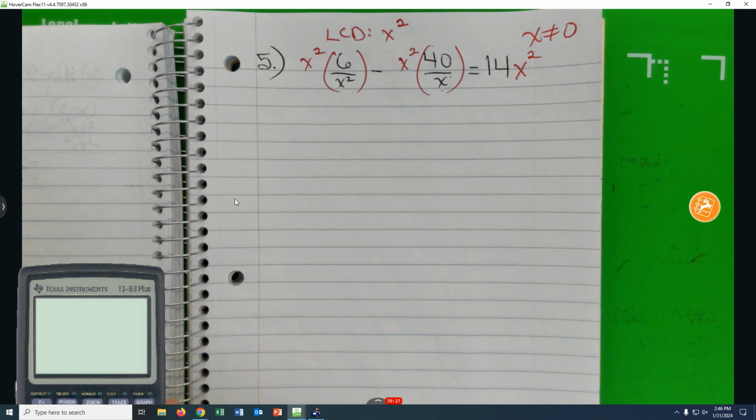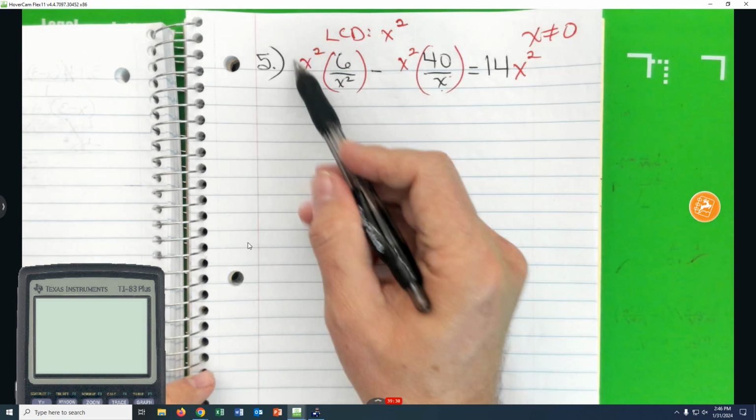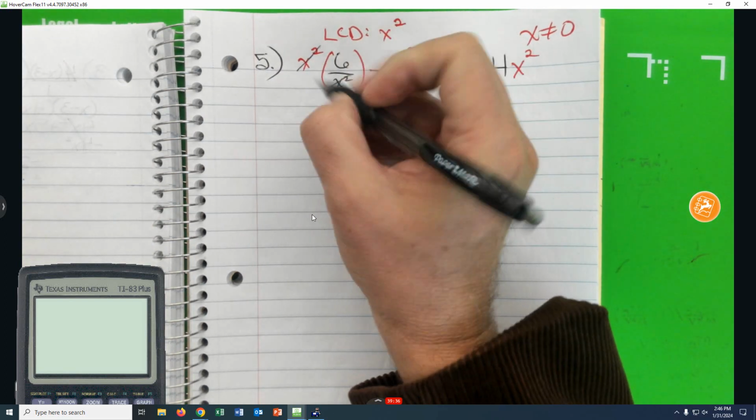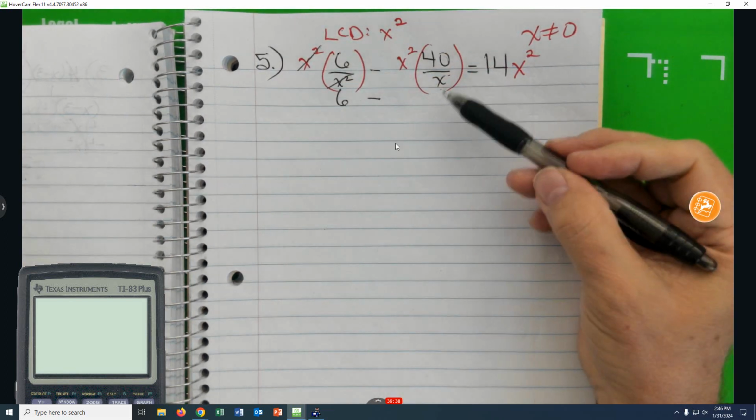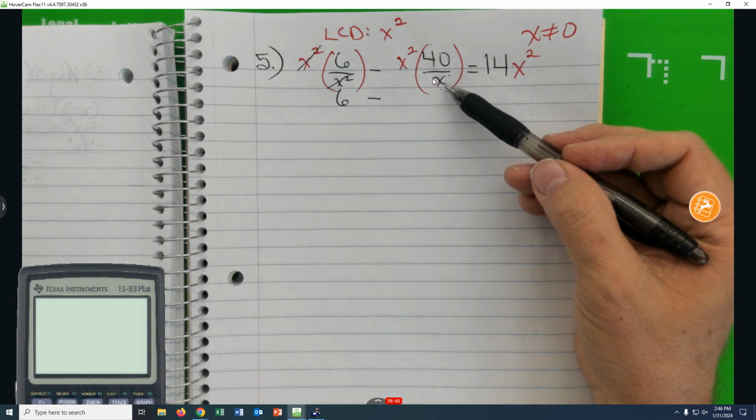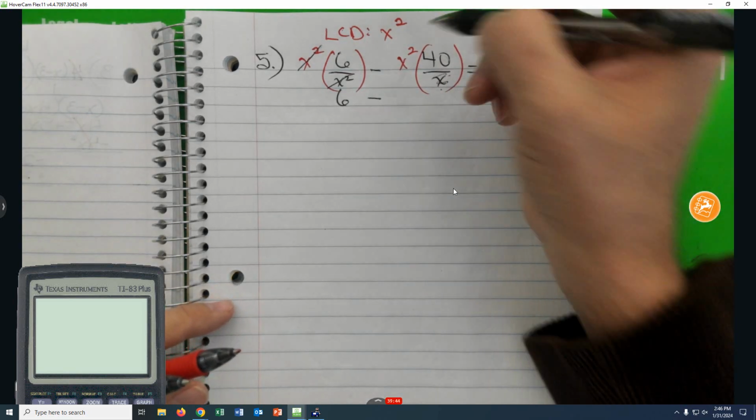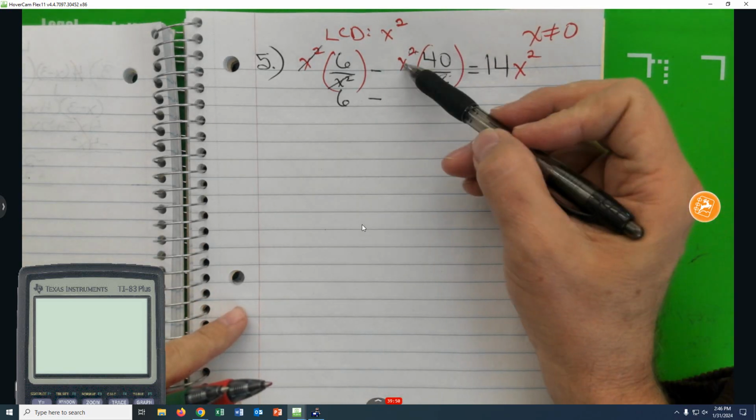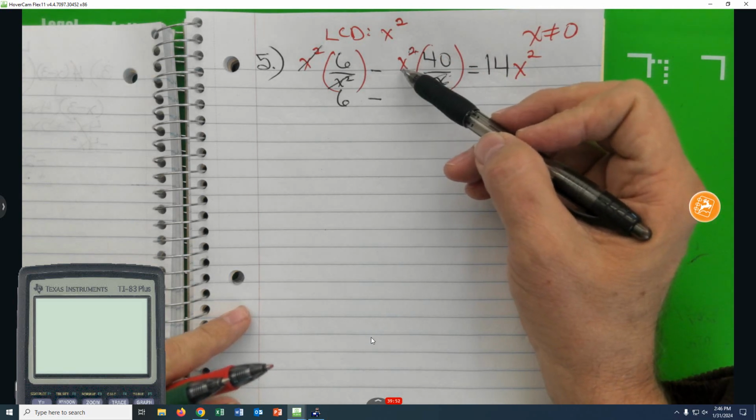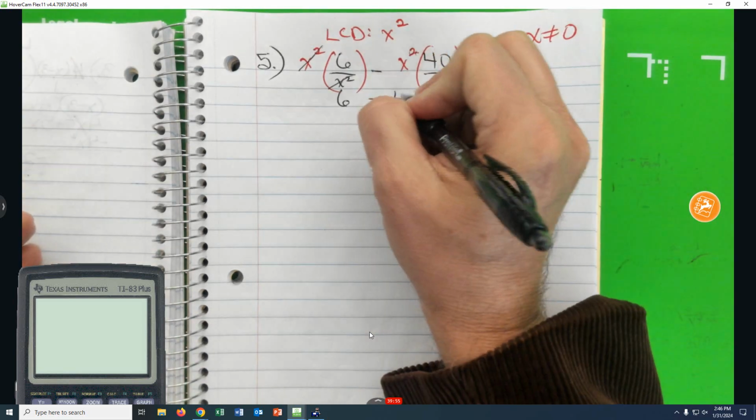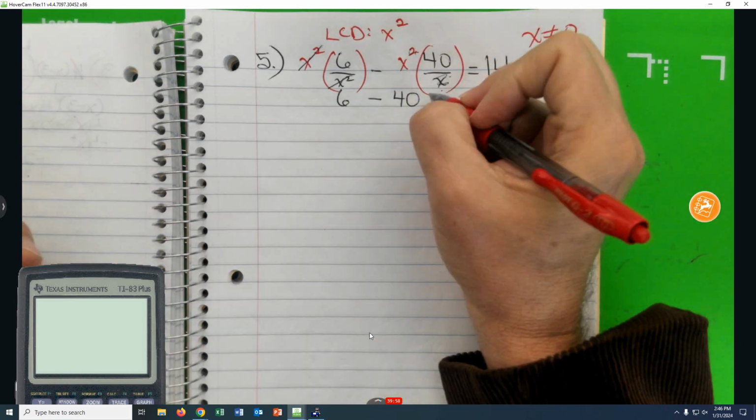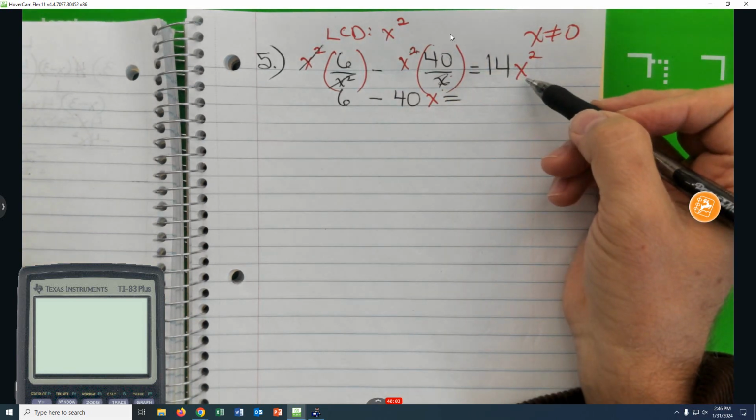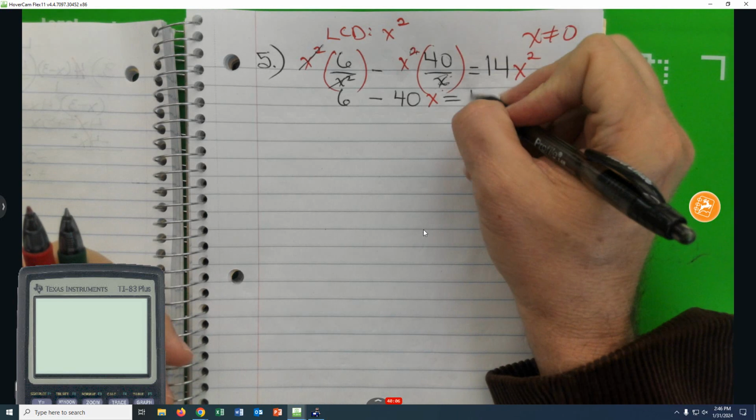So let's start canceling. What's going to cancel in the first product? That leaves us with just a 6 here. What's going to cancel? The bottom x. So we're getting rid of an x there. What have we got left? We have a 40 and one of the red x's. You only cancel one of the red x's, so you have one x remaining. So a minus 40x equals, what's going to cancel here? Nothing. You're just going to have a 14x squared.